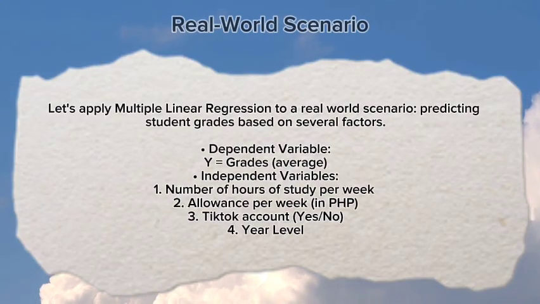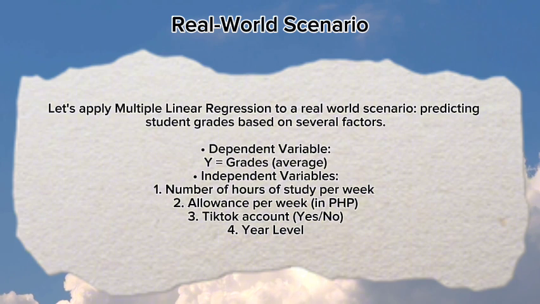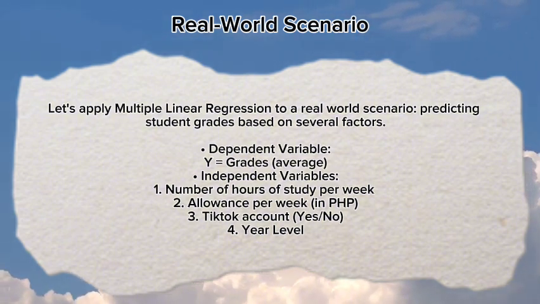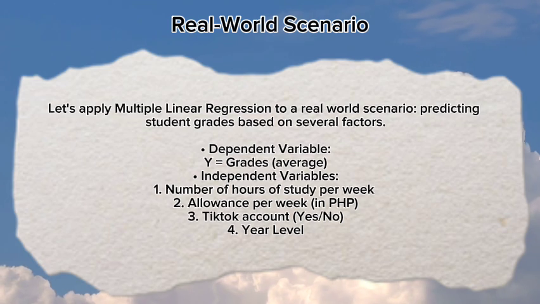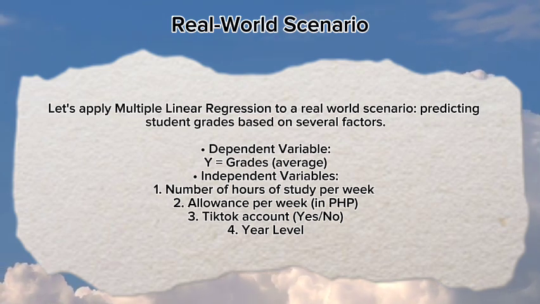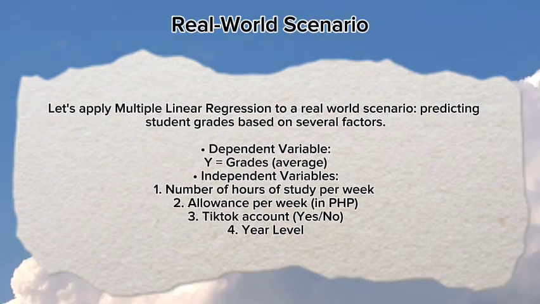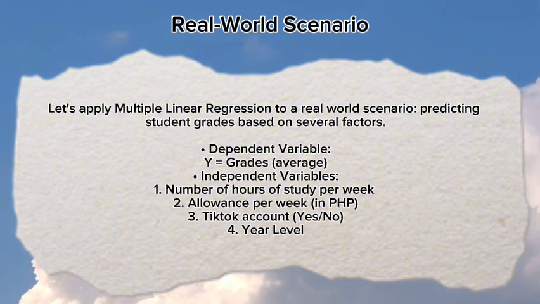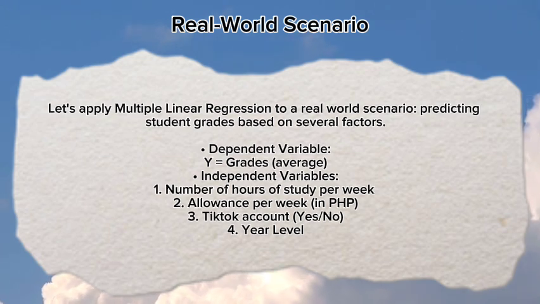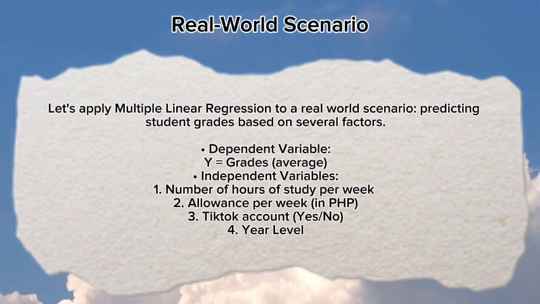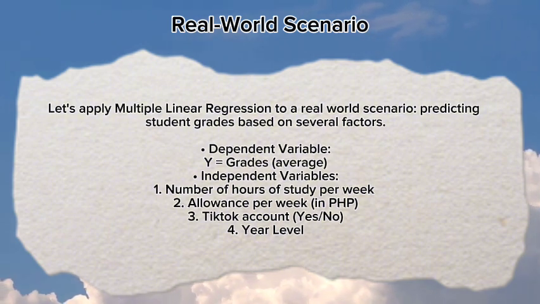So now let's apply multiple linear regression to a real-world scenario, predicting student grades based on several factors. So we have our dependent variable, which is grades, or the average grades of the student. Our independent variables are: number 1, number of hours of study per week. Number 2, allowance per week in PHP currency. Number 3, whether the student has a TikTok account, yes or no. And number 4 is the student's year level.